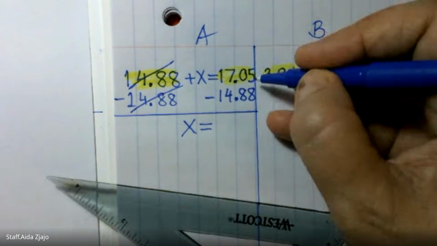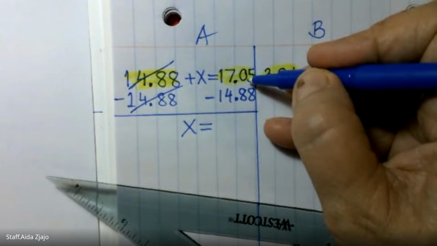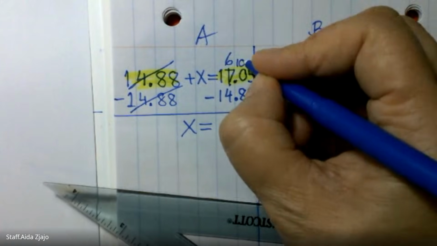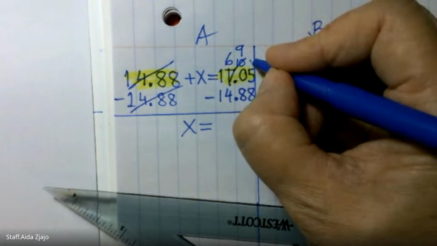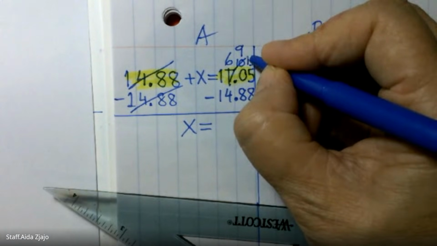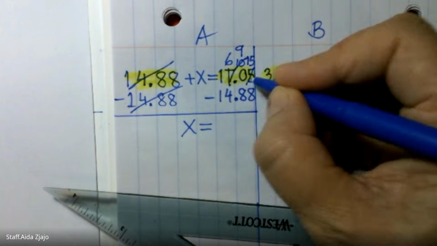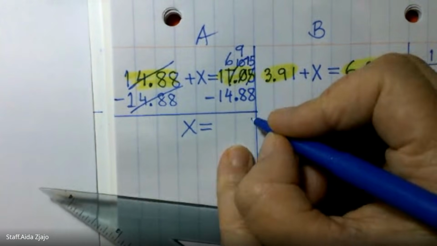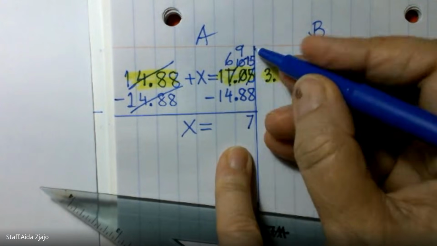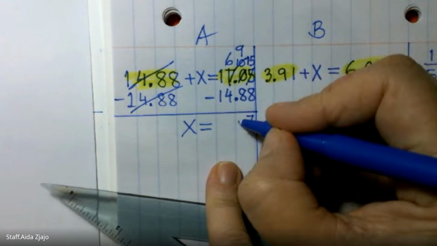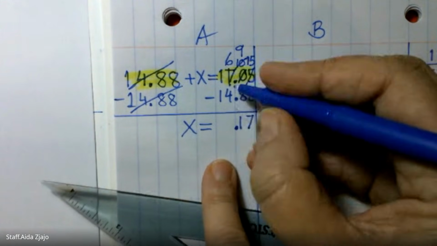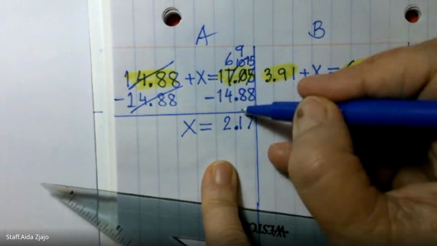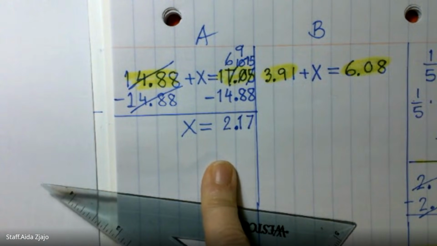I can borrow from the 0, 10. So I have to regroup the ones. Make that 10. Regroup that again to make that 15. 10 plus 5 is 15. So now I have 15 minus 8, which would be 7. And then 9 minus 8 is 1. And then 6 minus 4 is 2. And 10 minus 10 is 0. So the answer is 2 and 1700.